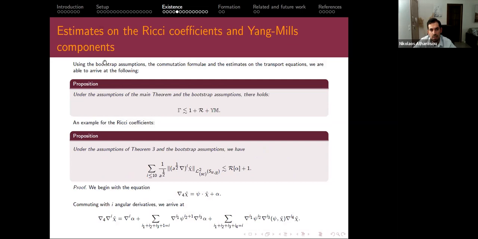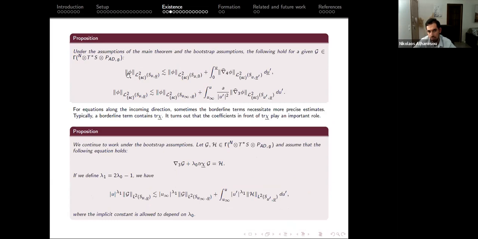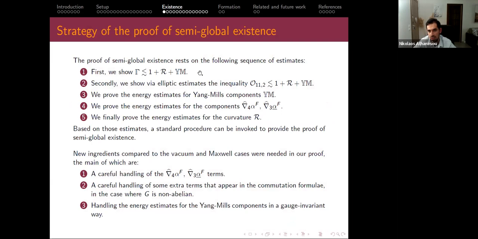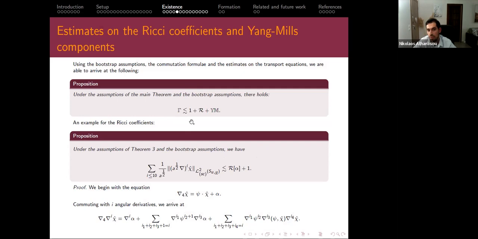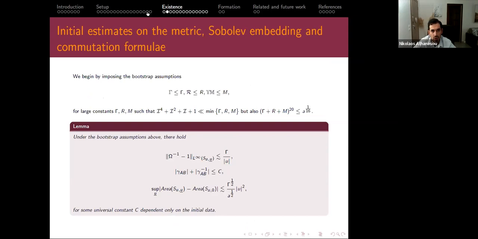Okay, so as I said, going back to the first step of the proof, how do we obtain a bound on the region norm by curvature and Yang-Mills? We use the bootstrap assumption, and let's give an example of what happens. Under the assumptions of the main theorem and the bootstrap assumptions, the chi hat norm in L2 up to 10 derivatives is controlled by 1 plus the r of a. So if we go back, for example, to here. Sorry. If we went back to here, let's say.